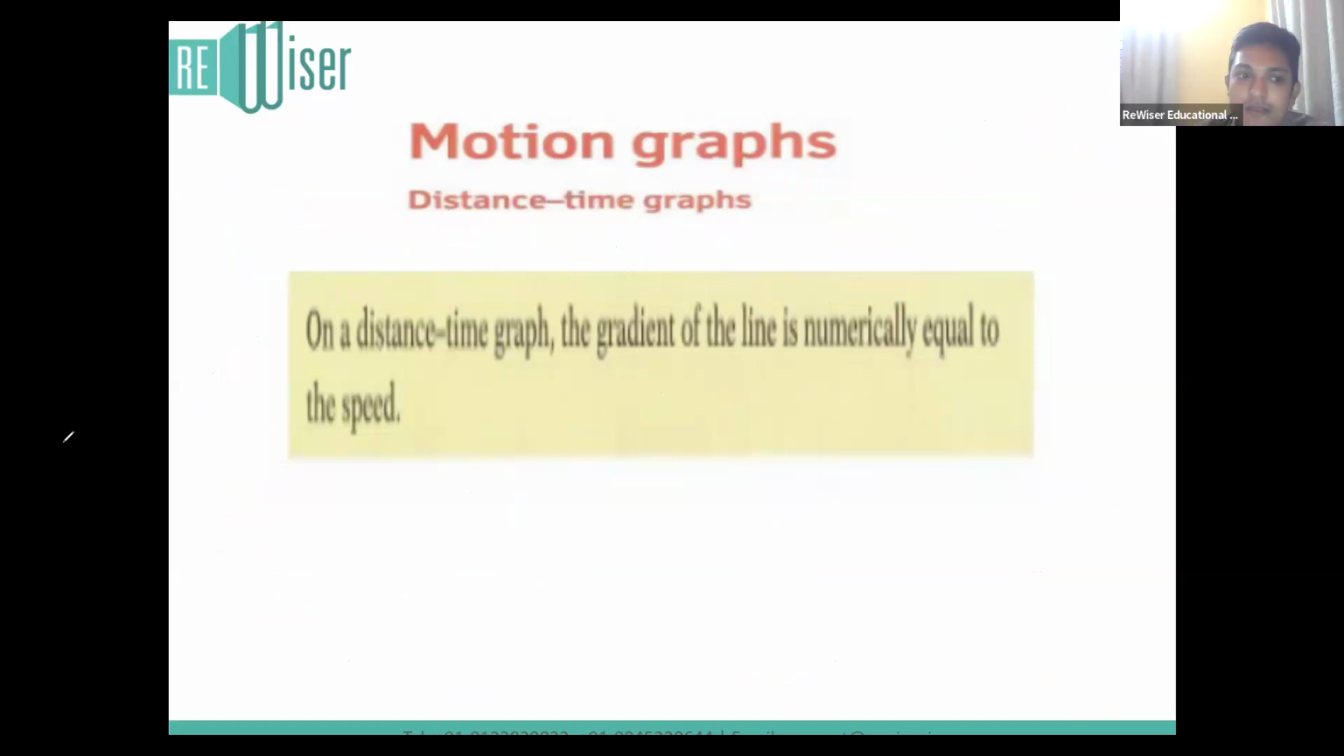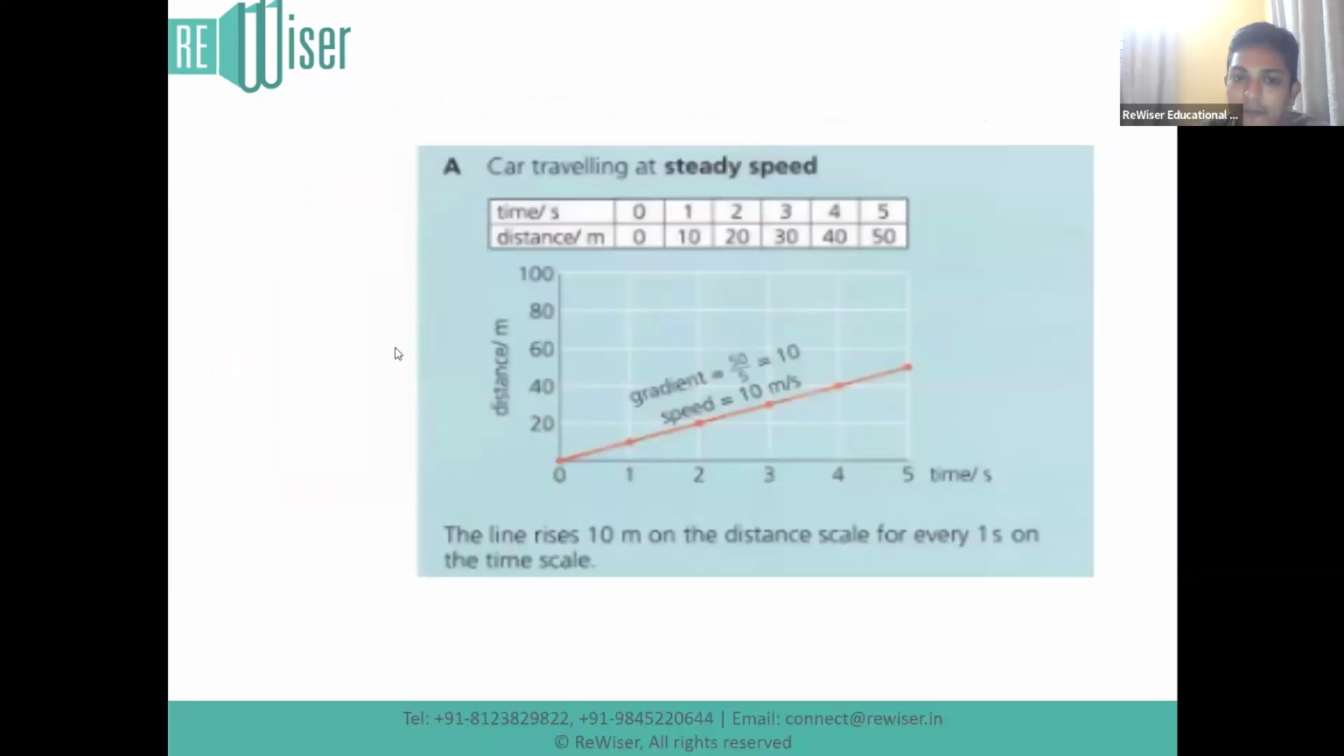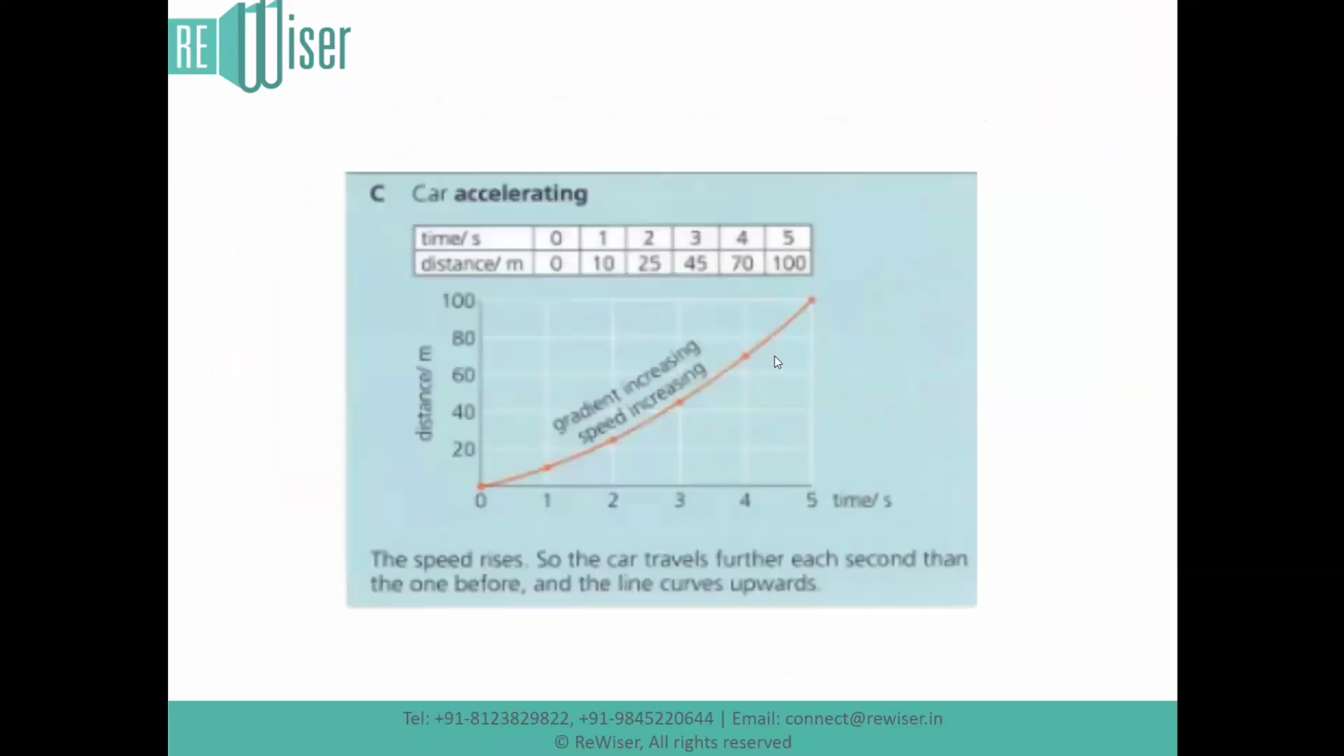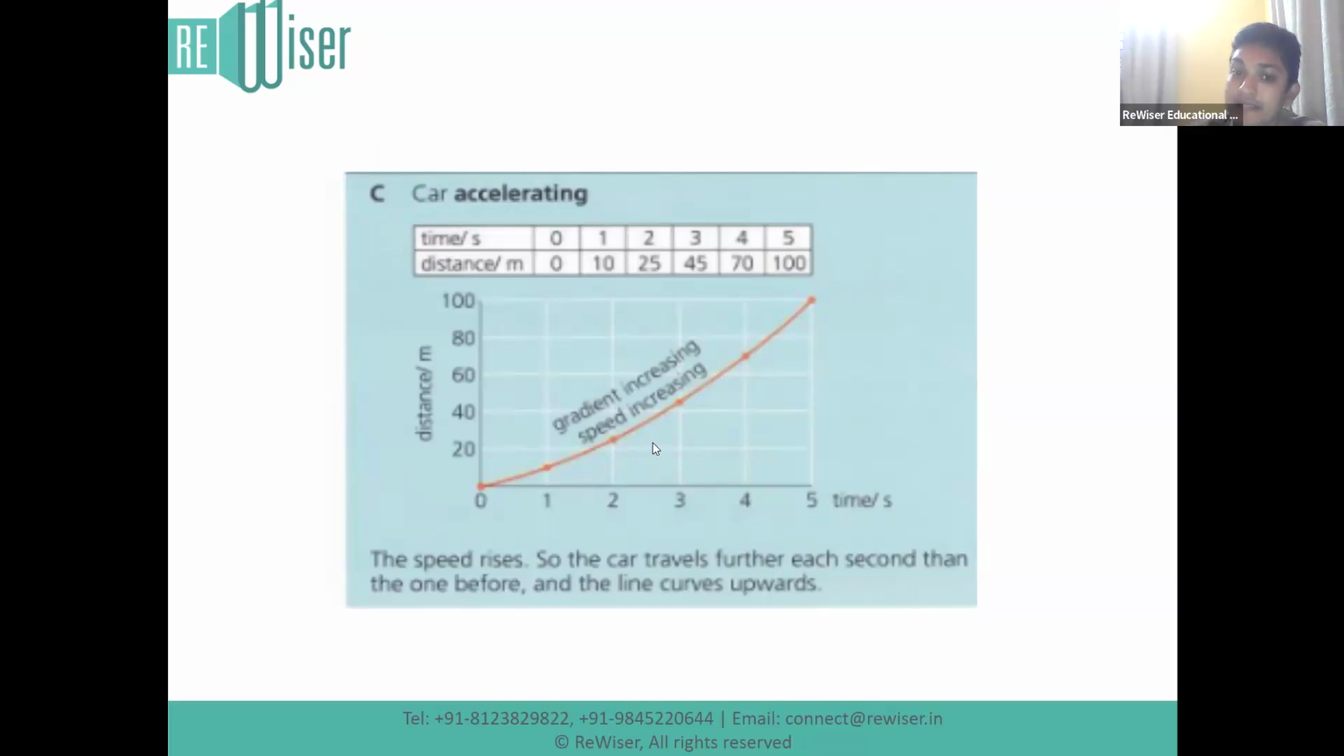Now I'll show you the slides which are going to interpret what I taught. So this is a car traveling with a steady speed. You notice its distance or displacement versus time graph is a line with a constant slope, or y proportional to x. Next, this is a car accelerating, so it's of the shape y proportional to x square.